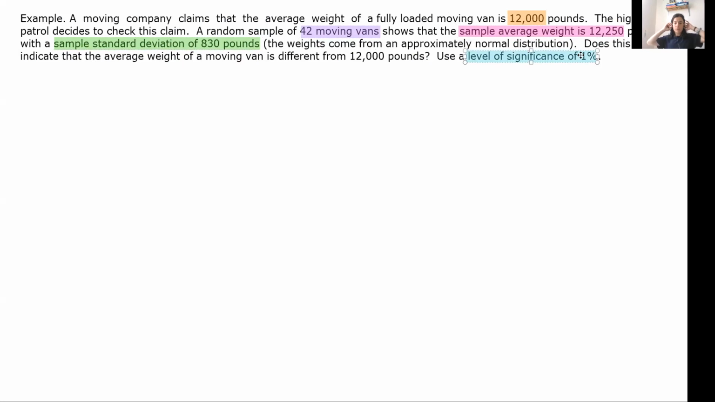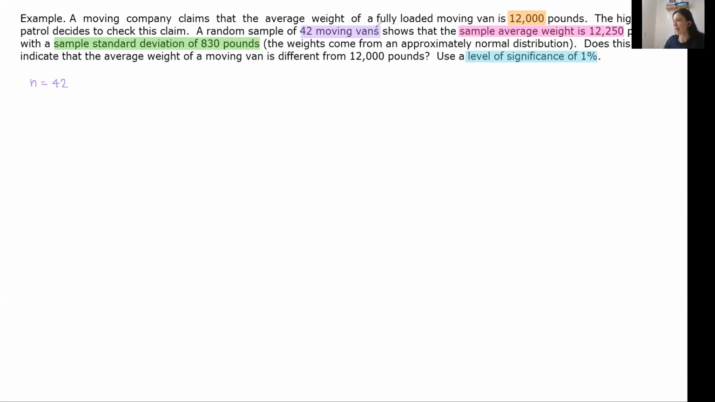Okay, so I really want to gather all my information before I start solving the problem. All right, so first thing is I have 42 moving vans. I have that n is equal to 42. Now, I don't want to start with the 12,000 pounds over here because I don't know if that's the value that I'm supposed to be comparing to, if this is the mean for my population, if this is the mean for my sample. I don't know exactly what I'm dealing with here. So I want to start with the things that are really clear from the problem.